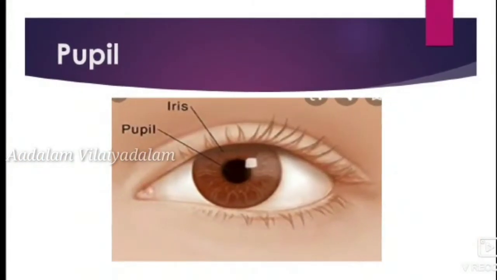And next one is pupil. It is the center part of the iris. That center dark black part is known as the pupil, and it is the pathway for light to the retina, when the light passes into the retina through the pupil.